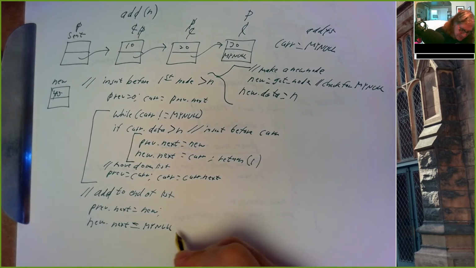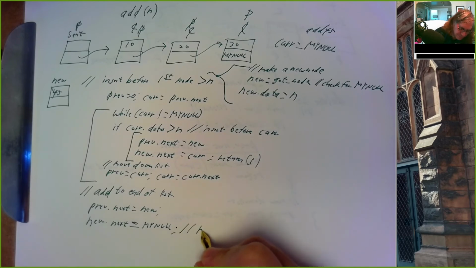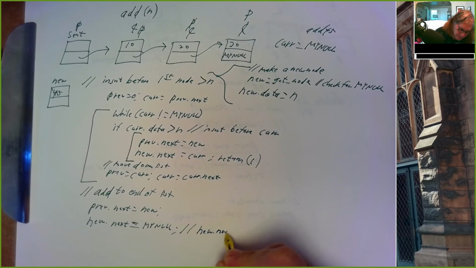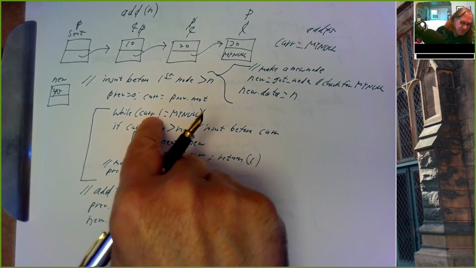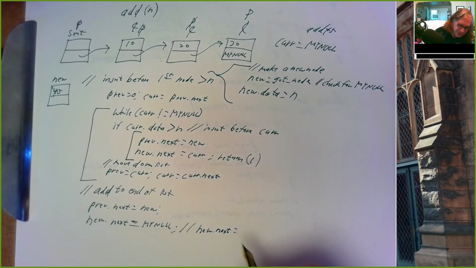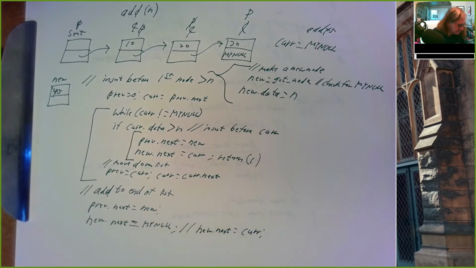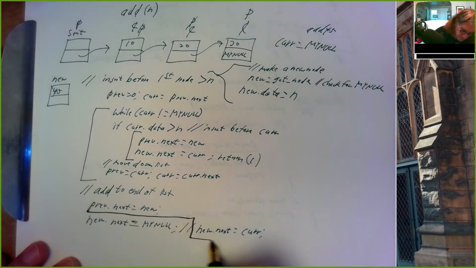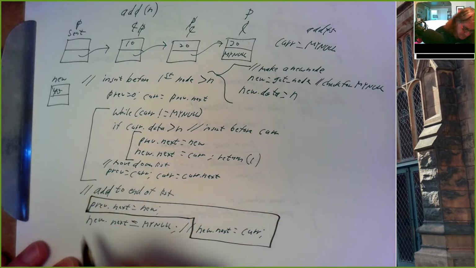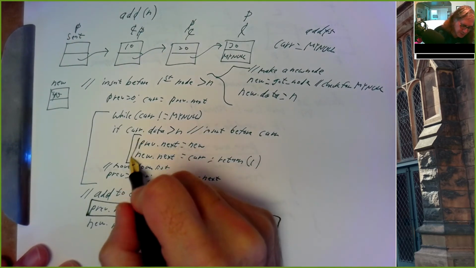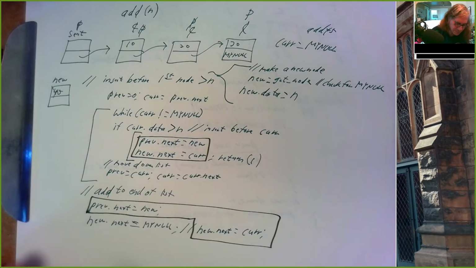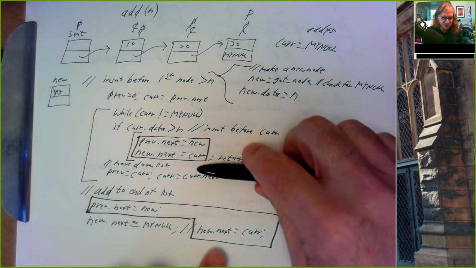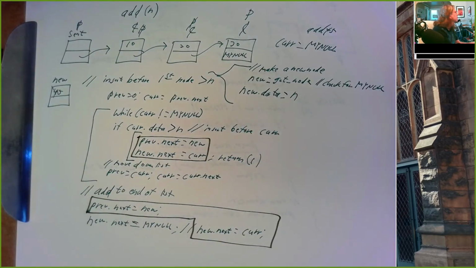And it's worth noting since we know at this point that current is equal to my null, I could have just said new.next equals current. And if I had done that, those two statements are exactly the same as these two statements. Previous next equals new, new next equals current. Right, that's another warm fuzzy moment.